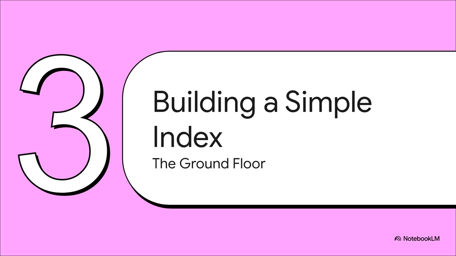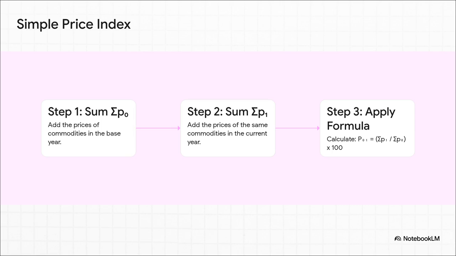Okay, theory is great, but how do we actually build one of these things? Let's get our hands dirty and start right at the ground floor with the most straightforward method there is. This is what's known as the simple aggregative method. It's literally a three-step process. First, you take your group of items, your basket of goods, and you add up all their prices in the base year. That total is your P0.